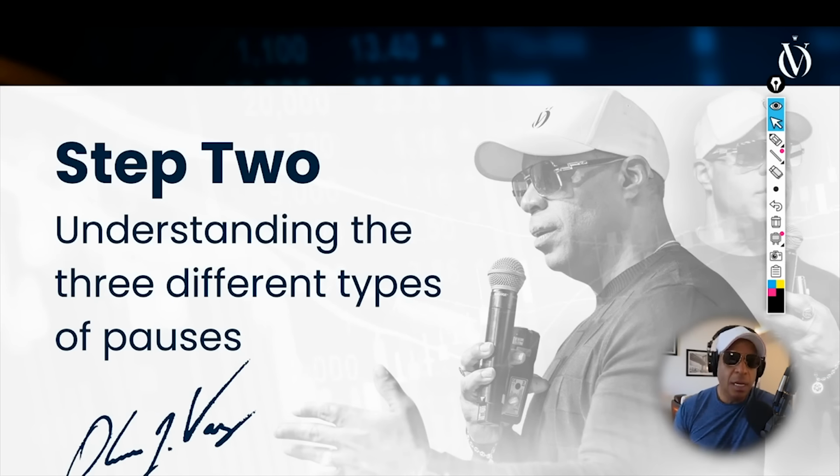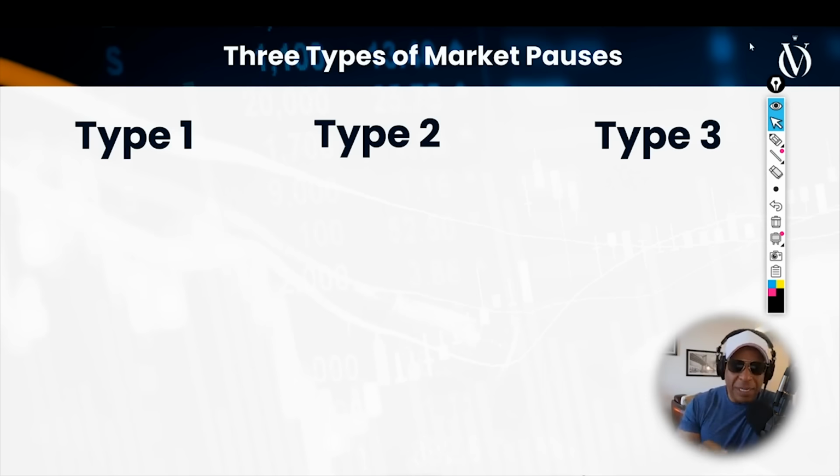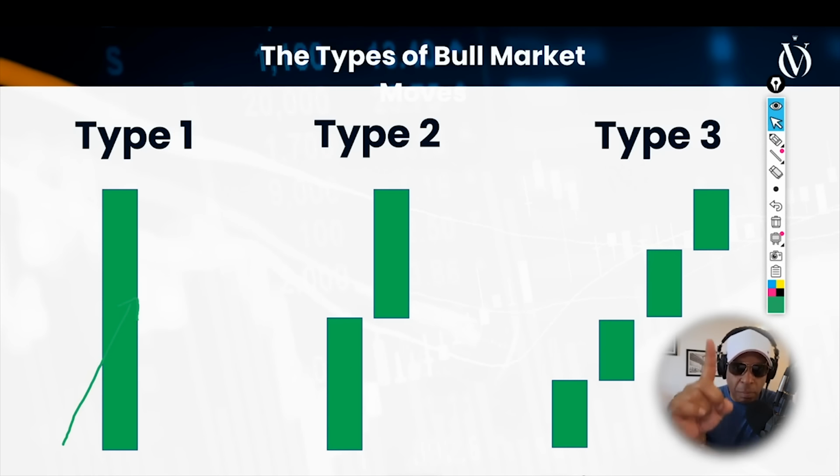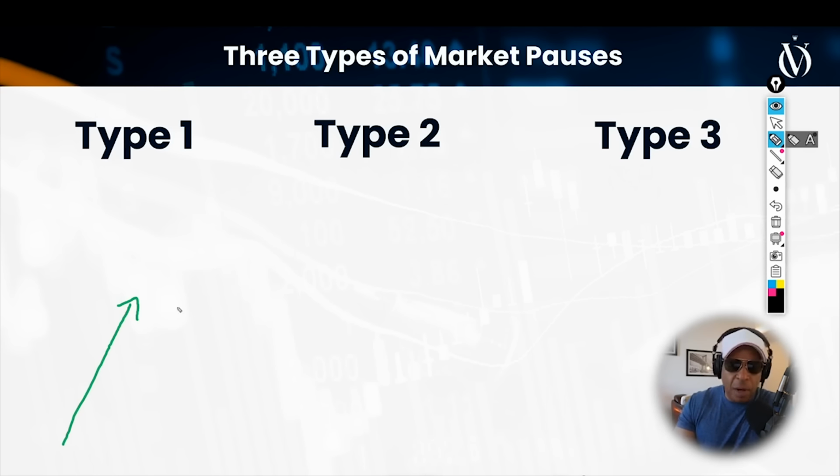Now, step 2, there are 3 types of market pauses. Just like there are 3 moves, there are 3 types of pauses, and here's how they work. Remember, guys, the move up can be any one of these 3: 1 bar move up, 2 bar move up, or multiple bar move up. The first type of pause is usually a pullback, a retracement, a giving back of a portion of the move up. All right, that's pause number one.